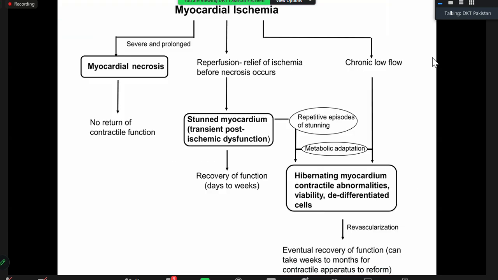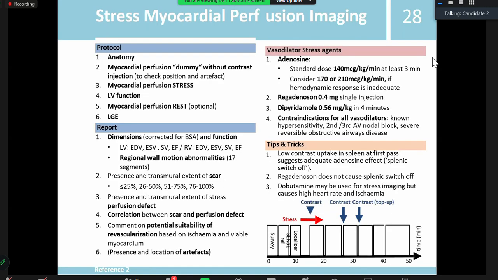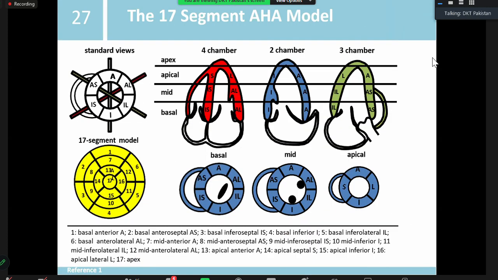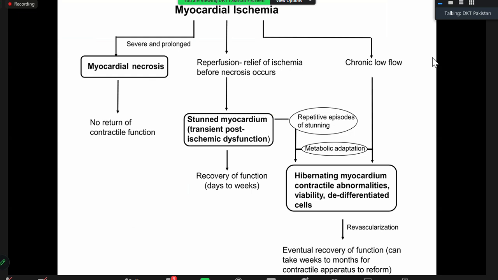Okay, candidate 2, are you with me? Yes, sir. Okay, good. Now I'm moving towards a topic which is also for FRCR 2A exam as well. And you might know about it, the hibernating myocardium or stunned myocardium or myocardial infarction. Okay, so candidate 2, do you have any idea about stunned and hibernating myocardium?